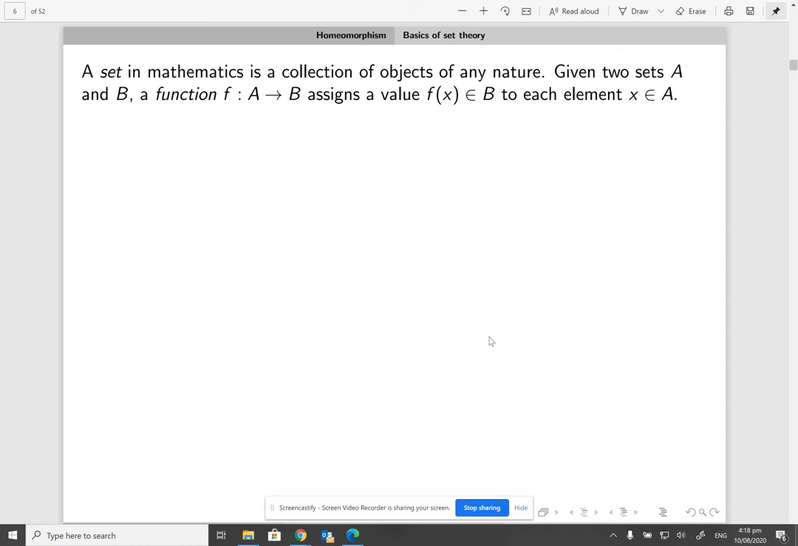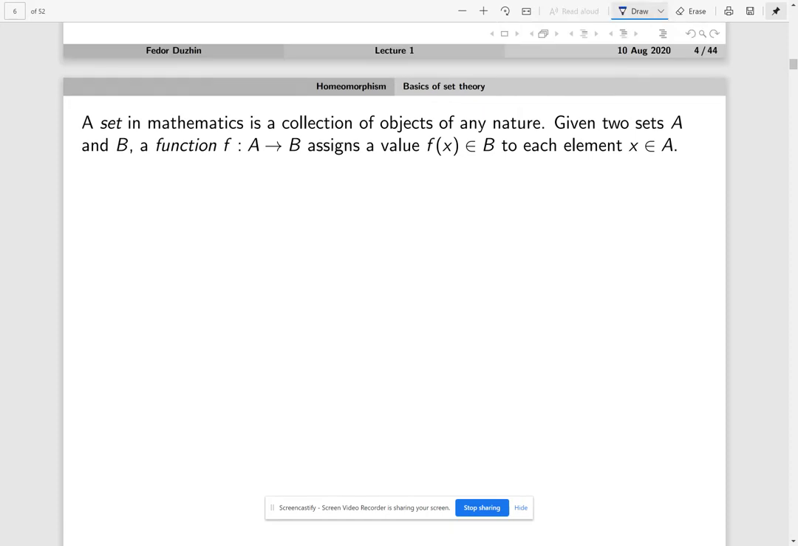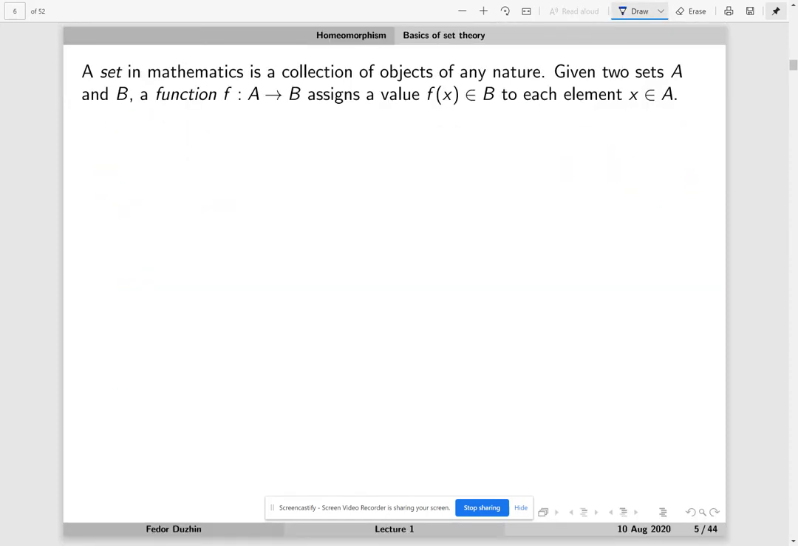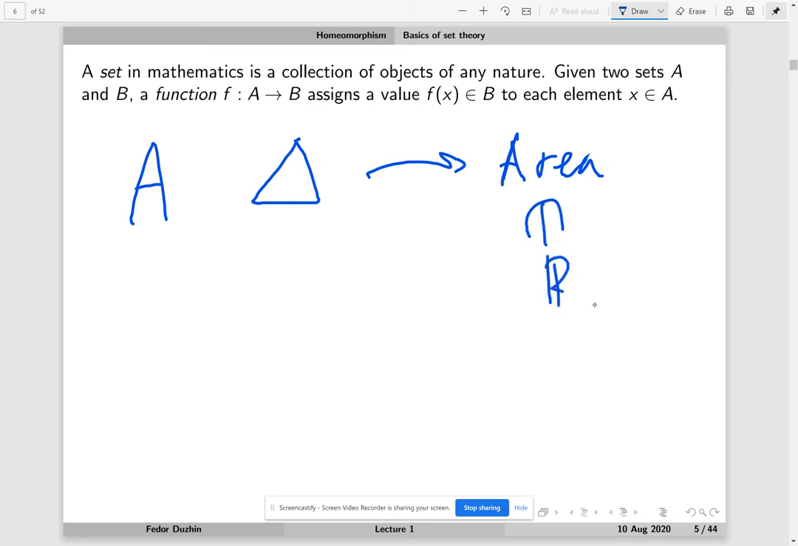Let us say that A is going to be the set of all triangles on the plane, right? So given a triangle, we can compute its area. So it assigns to every triangle its area, which is a real number. So here our B is the set of real numbers. Our A is the set of triangles.